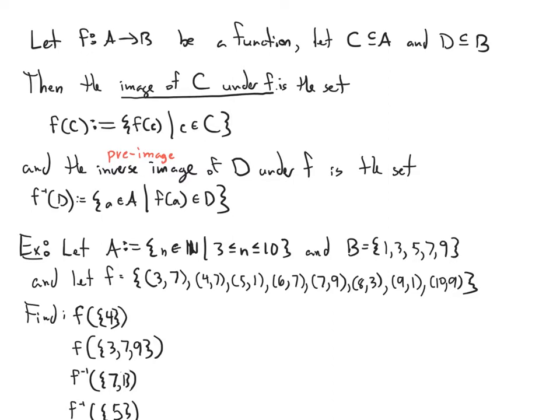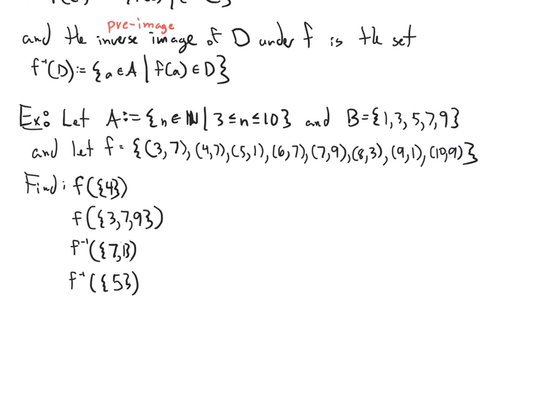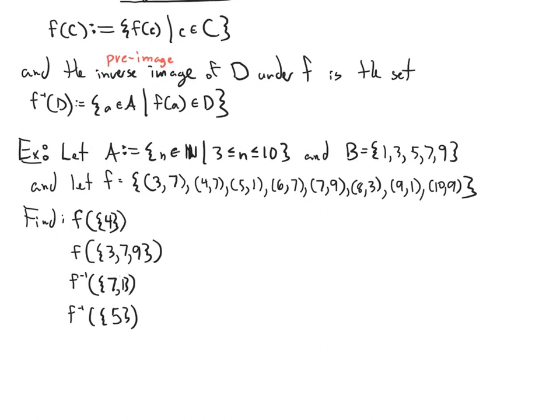So let's look at the following. We have the following sets. We're thinking of A as the domain, and it's all natural numbers between 3 and 10 inclusive. So 3, 4, 5, 6, 7, 8, 9, and 10. And B is the set of numbers 1, 3, 5, 7, and 9. And I'm telling you how f operates. f of 3 is 7, f of 4 is 7, f of 5 is 1, f of 6 is 7, f of 7 is 9, f of 8 is 3, f of 9 is 1, and f of 10 is 9.